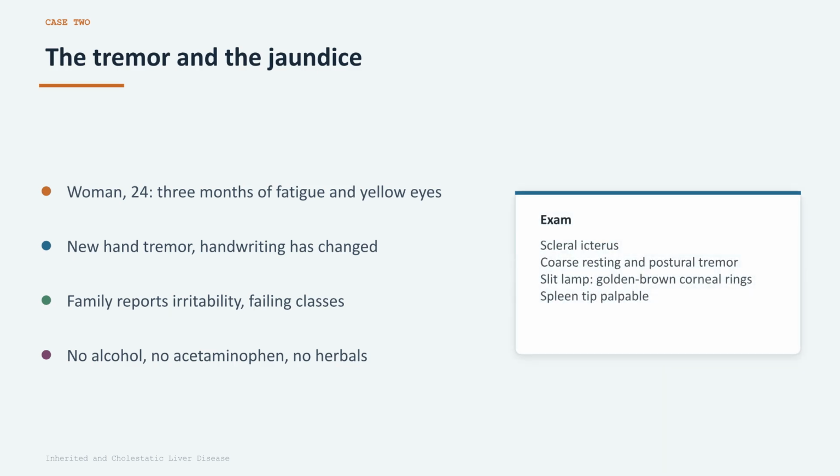On exam, she is icteric. She has a coarse tremor, both at rest and with posture. The spleen tip is palpable. And on slit lamp examination, the ophthalmologist sees golden brown rings at the edge of the cornea. Hold on to that finding.